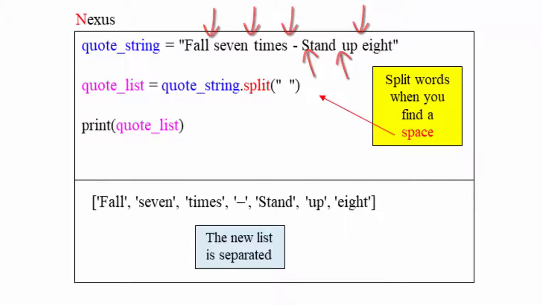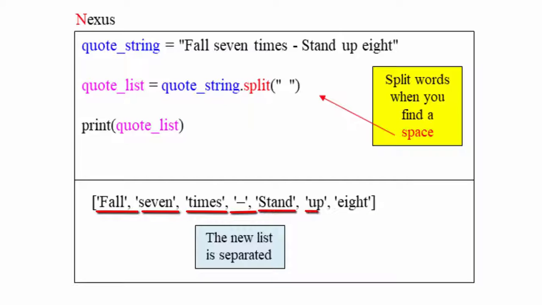So now when we print the new list, we have fall, comma, 7, comma, times, comma. There's the dash because anywhere it finds a space, it puts that as its own piece of the list. Then stand, comma, up, comma, 8. And we have separated each one of these words everywhere we found a space into our new list.